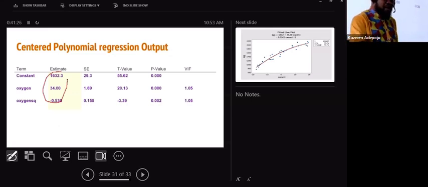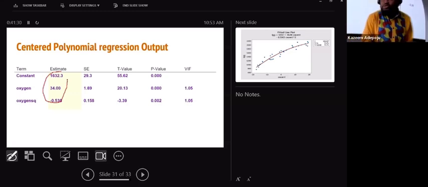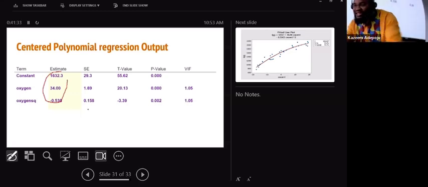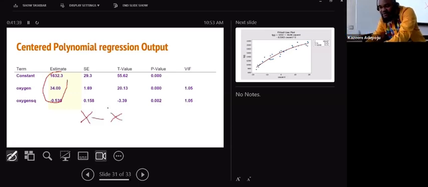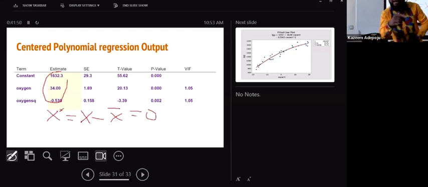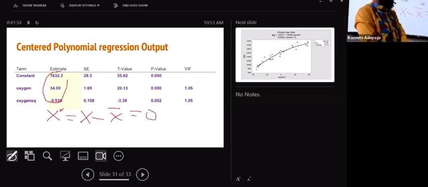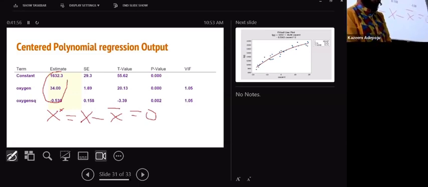Don't forget we do x minus x bar. We're not going to say x equals 0 again. We're going to say x star equals 0, because this guy is x star. So x star equals 0 means x minus x bar equals 0. If x minus x bar equals 0, what does that mean? x equals x bar. Does that make sense? x equals x bar.